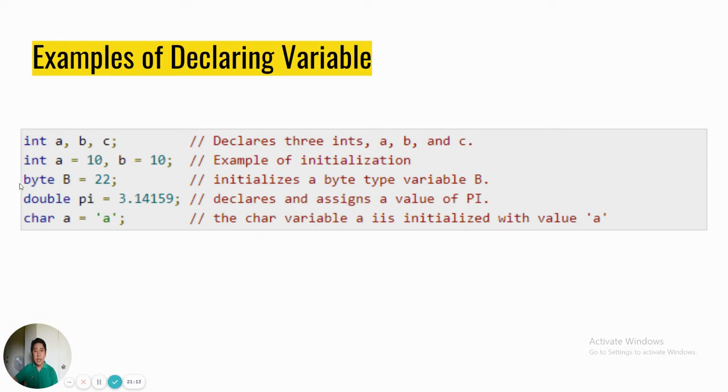So here, third example, guys, we declare a byte named B, and the value is 22. Okay. So it initializes a byte type variable B. And then the fourth example here is double pi equals 3.14159. Right? So if you're familiar with pi, the value of pi is 3.14. So we can also use that value in Java programming, okay? So just like this, we declare the data type double because the value of pi is 3.14. It has a decimal point, so we use double here.